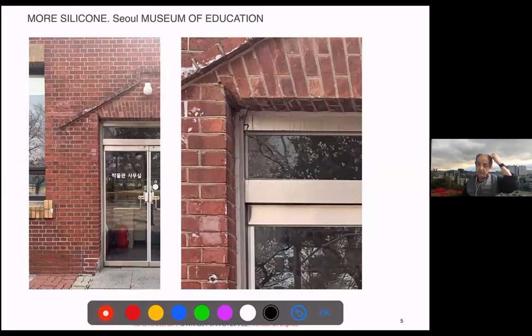This is the Museum of Education of Seoul, which is in front of a part of the campus of the Cheongdok Library in the center. Nice place, interesting building in brick. And this is obviously a new door, right?